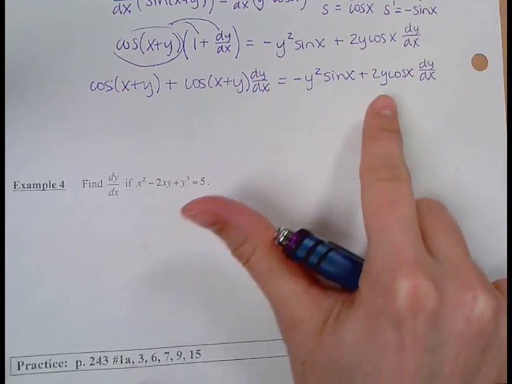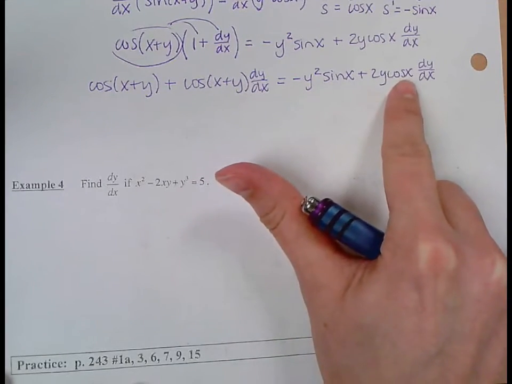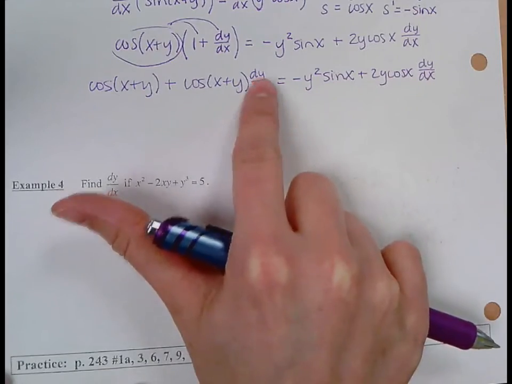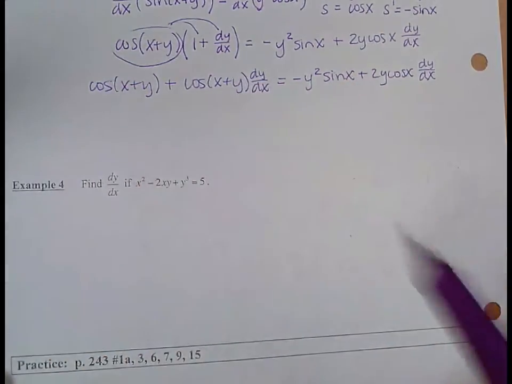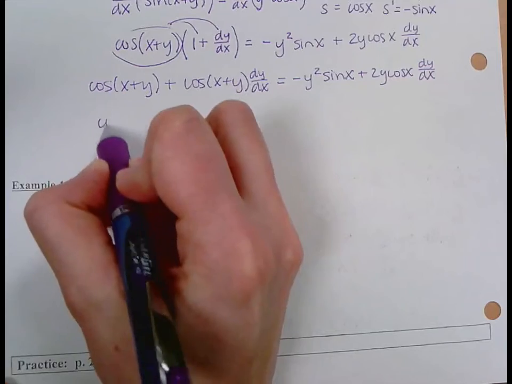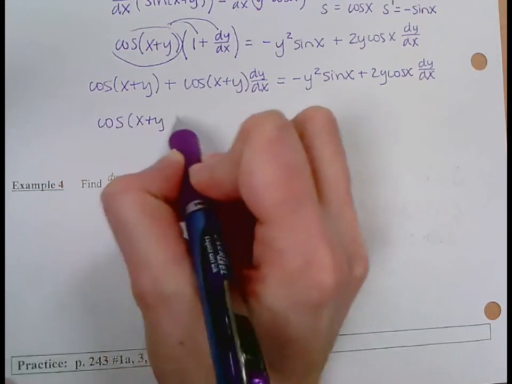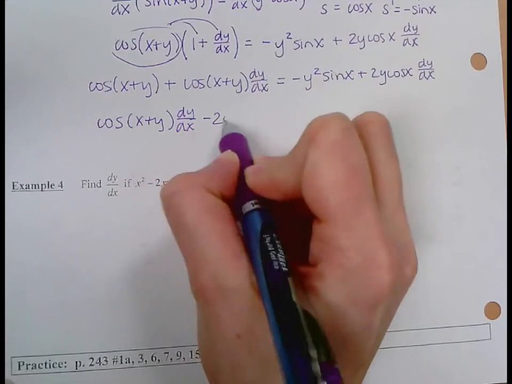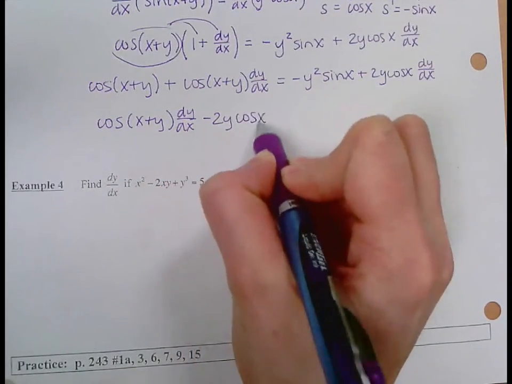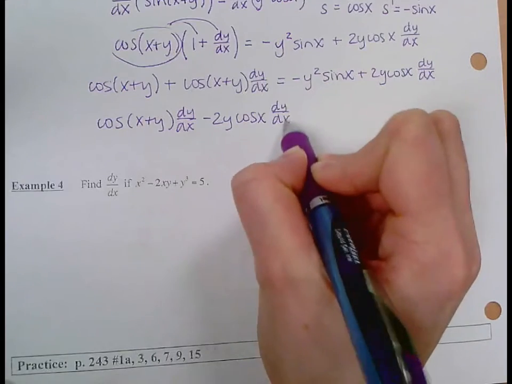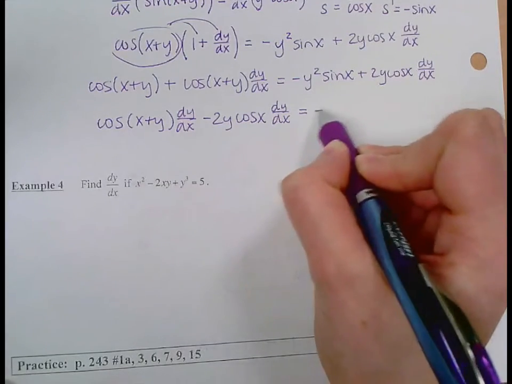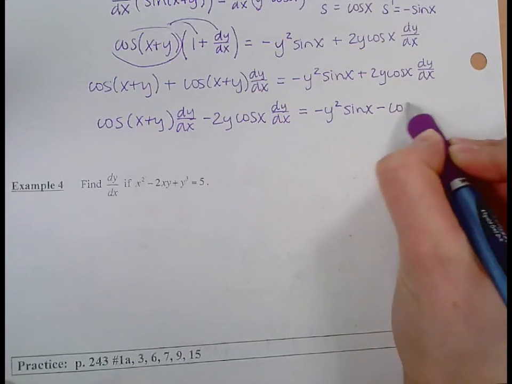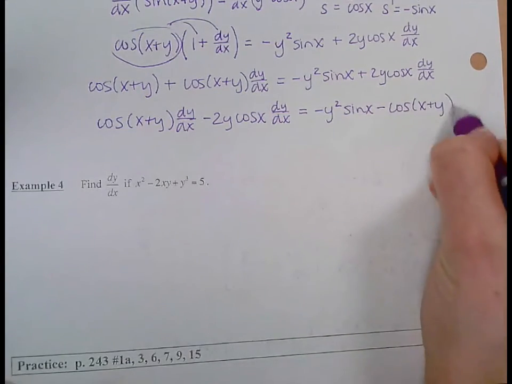And then I have 2 terms that have dy dx. I'm just going to get them onto the left side and then everything else onto the right. So I would have cosine of x plus y dy dx minus 2y cosine of x dy dx equals negative y squared sine of x minus cosine of x plus y.